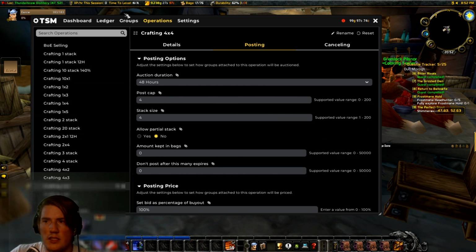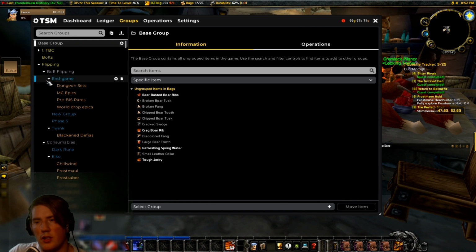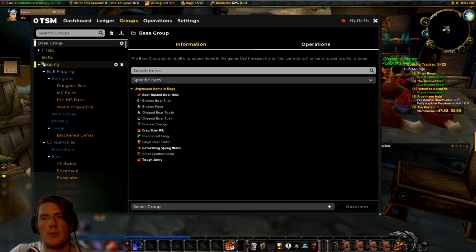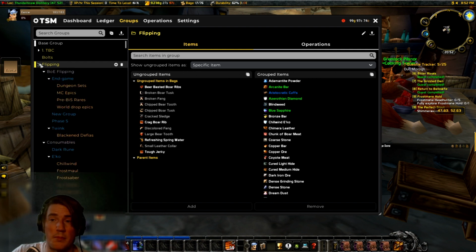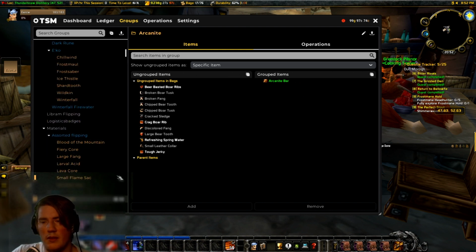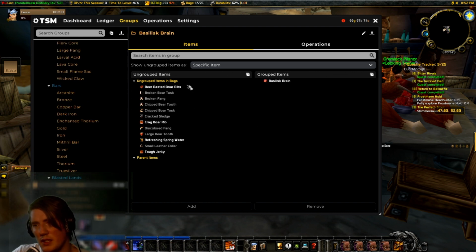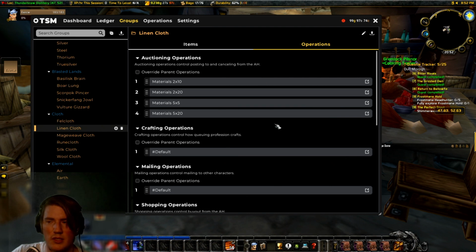You can set your stack sizes to anything you prefer. This does have to be tailored a little bit to the item, obviously, because different items have different max stack sizes. So if you're trying to post something in a stack of 20 that doesn't stack to 20, well, obviously nothing's going to happen. You can apply an operation like that, but it's just not going to post.